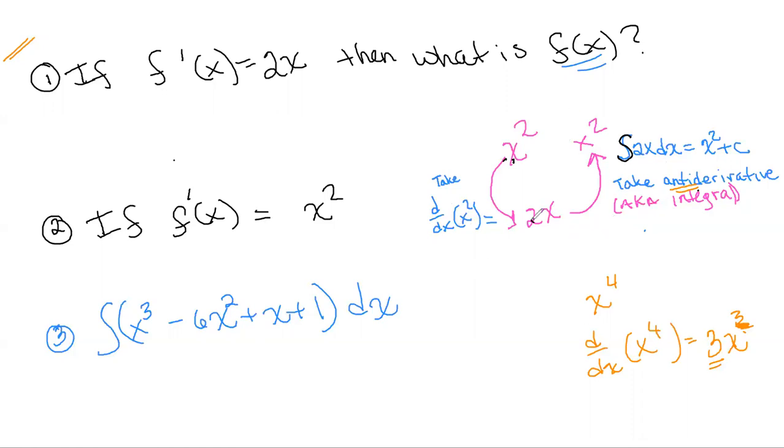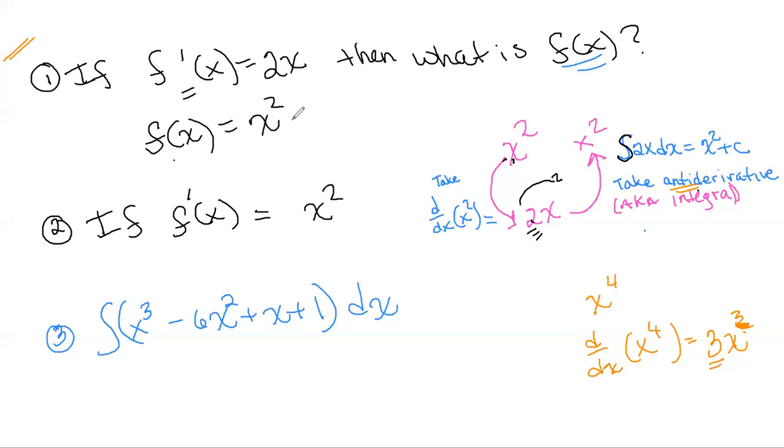So in this case, if the derivative is 2x, then what would the original be? Well, I would know because if I took the derivative, I got 2x. So then I would go backwards and put the 2 up here, and that would be the antiderivative, which is the original function in this case. And that would be x squared.